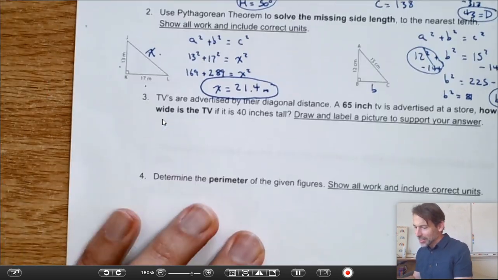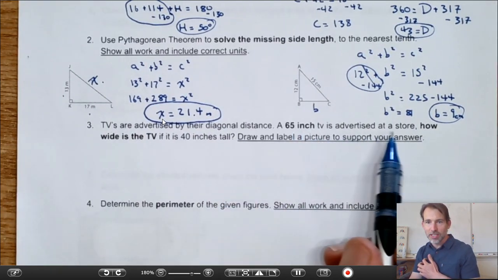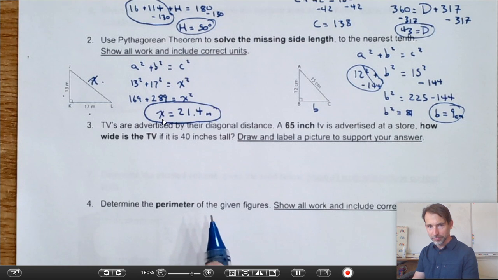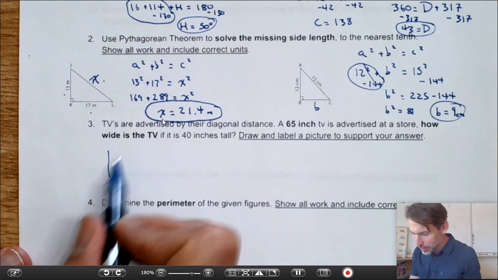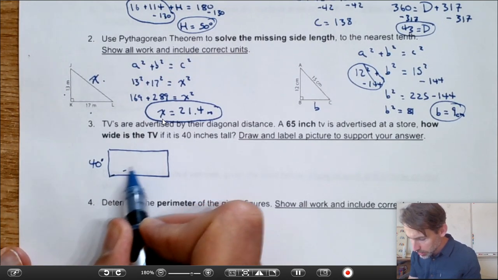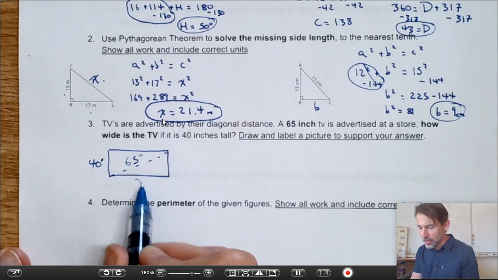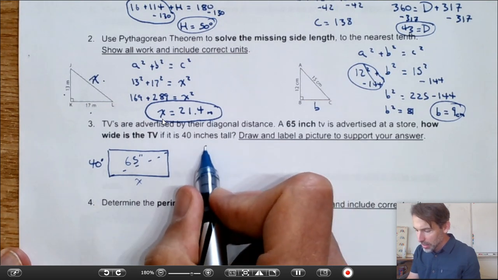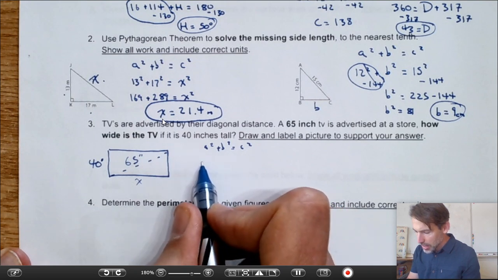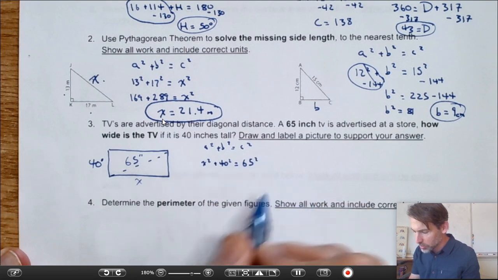Cool. TVs are advertised by their diagonal distance. A 65-inch TV is advertised as such. How wide is the TV if it is 40 inches tall? Okay. Draw a picture. 40 inches, 65 inches. Let's find how wide it is. Call it x. A squared plus b squared equals c squared. X squared plus 40 squared equals 65 squared.